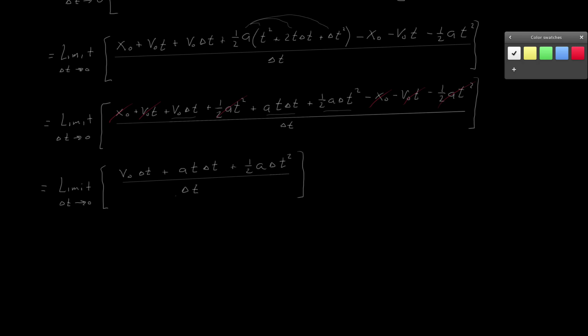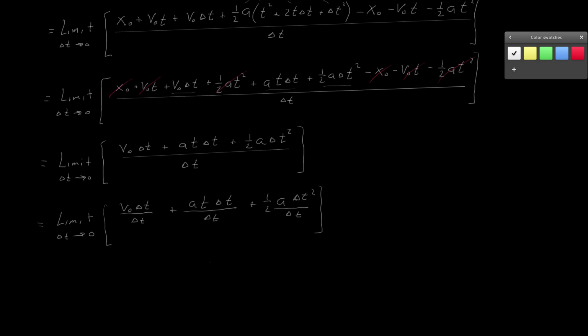Let's see if we can do any more algebra. So I can form some ratios here. Each of the trinomial numerators can be put over that delta t denominator. So v naught delta t all over delta t plus a t delta t all over delta t plus 1/2 a delta t squared all over delta t.